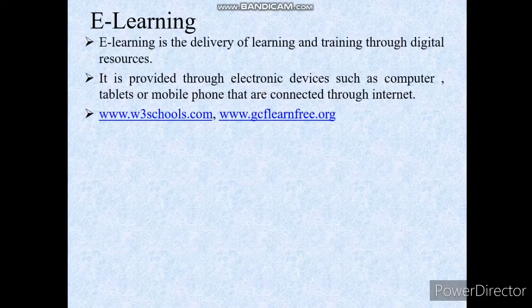I repeat once again, e-learning is the learning process conducted with the help of electronic resources such as computer, tablet, mobile phone. It is very important, very useful, very popular nowadays. With the help of e-learning, people can learn anytime and anywhere. Many famous universities provide online education, and they give a certificate also after the completion.